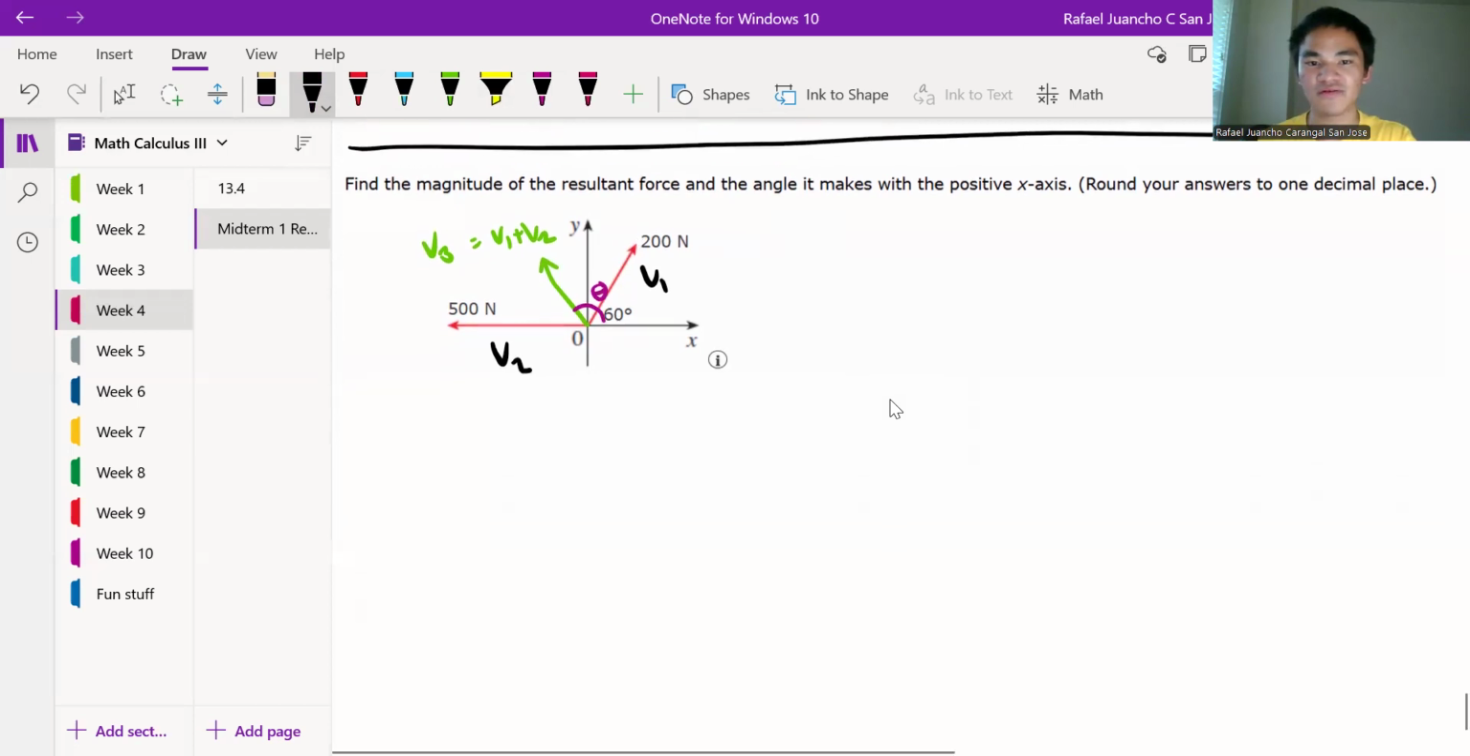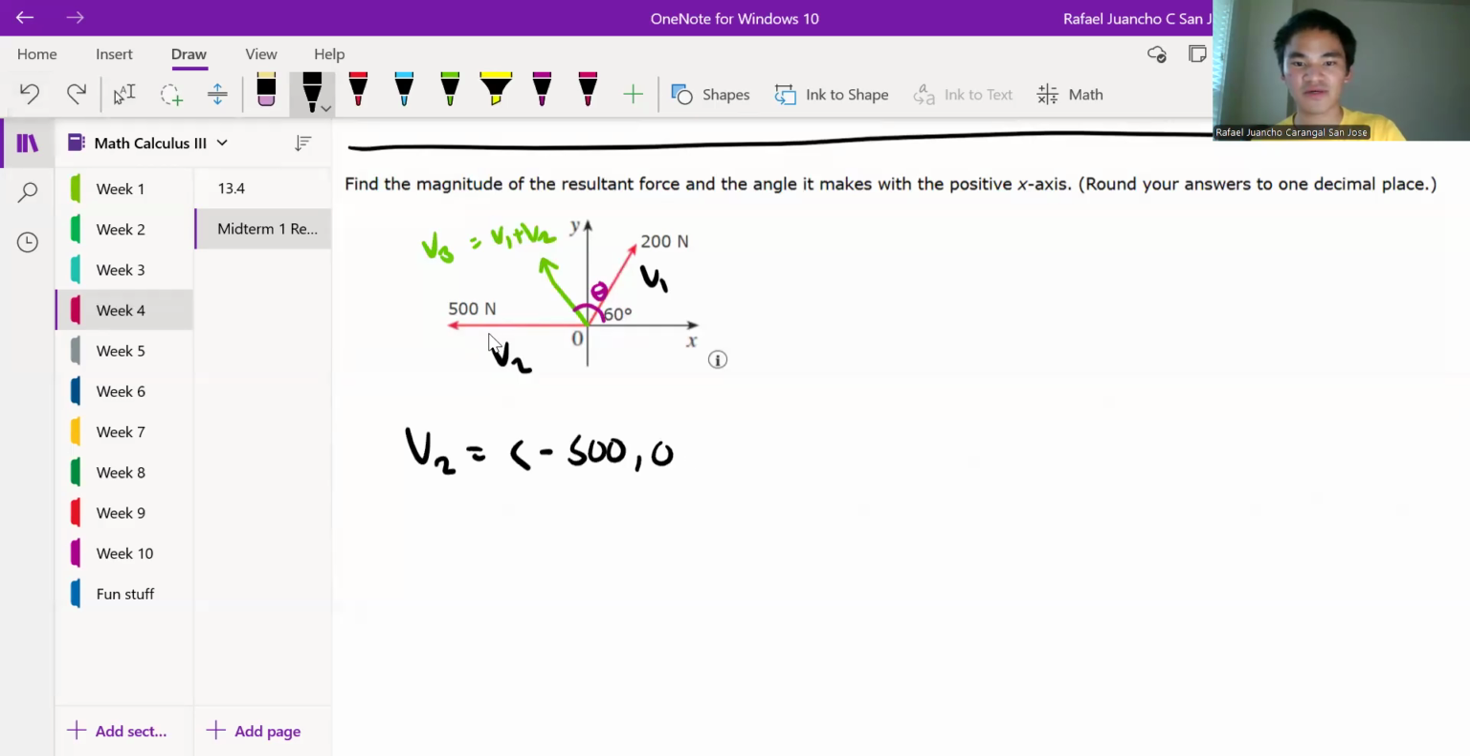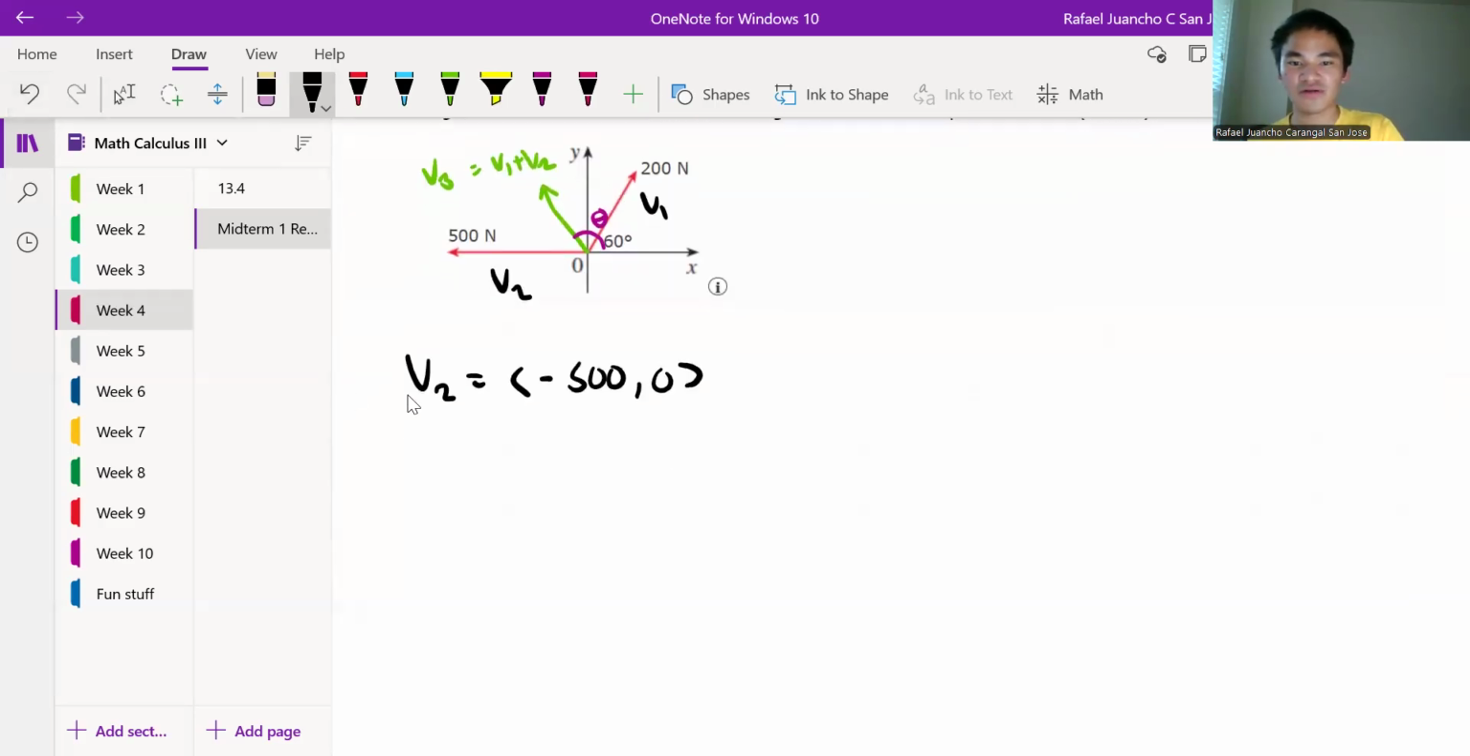Okay, so first thing we can do is find its magnitude, right? First, we need to find two vectors for these guys. So we can say v2 easily. V2 has negative 500 because it goes to the left, and then 0 for my change in y here. V1, on the other hand, is a bit more complicated because I have a 60 degrees here, right? I have a 60 degrees, and I know 200 here, but I don't know these stuff.